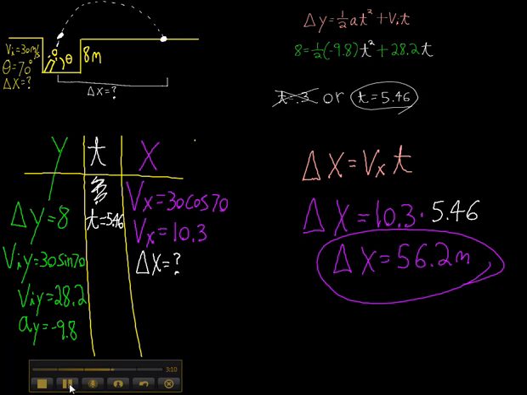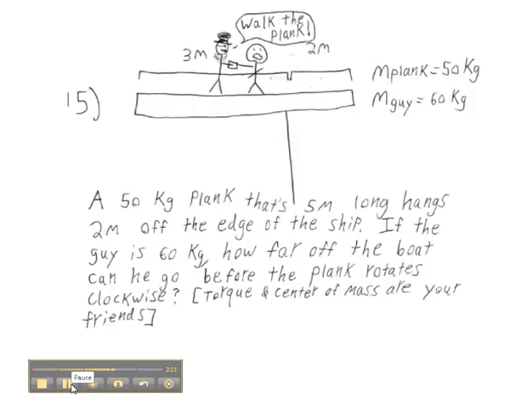So on this one, it says a 50-kilogram plank that's 5 meters long hangs 2 meters off the edge of a ship. If the guy is 60 kilograms, how far off the boat can he go before the plank rotates clockwise? And torque and center of mass are your friends on this one. By the way, we're ignoring the mass of the pirate guy back here who's pushing him off. Just pretend he's not really on the plank.